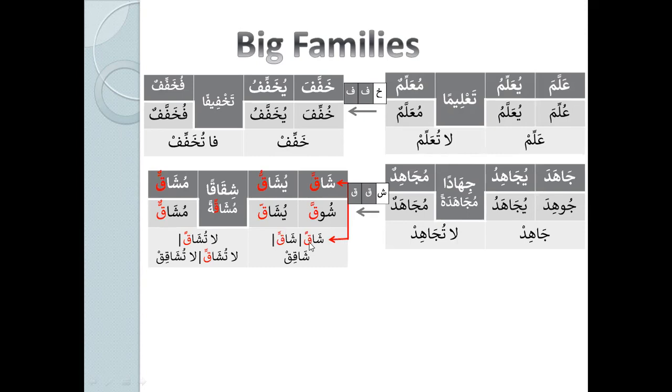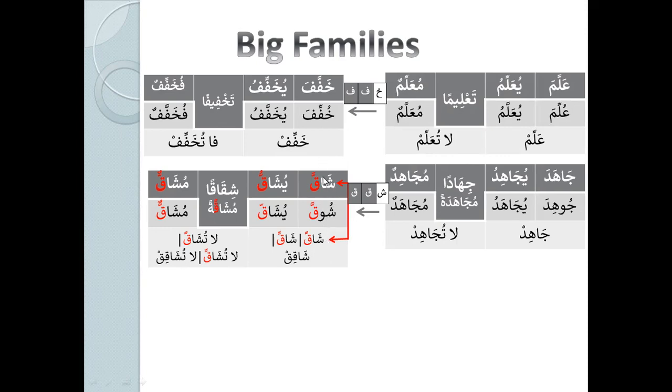Okay, so then you have fail amr, which is Shaqqa, Shaqqi, Shaqqiq. So you see, you have three irregularities over here. Sorry, three versions of fail amr over here. Then we have nahi, which is la tushaqqa, la tushaqqu, la tushaqqiq. These are the irregularities. Also, if you notice, Shaqqa the madi and Shaqqa the fail amr look the same.